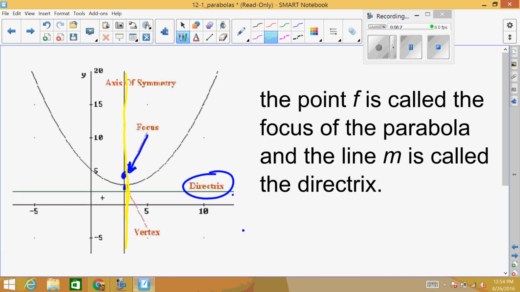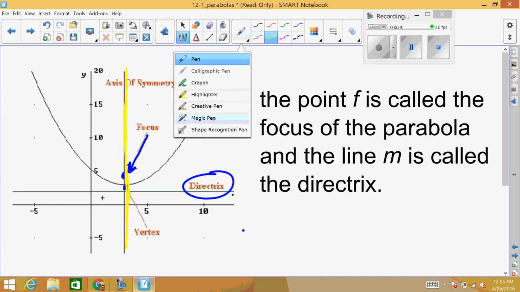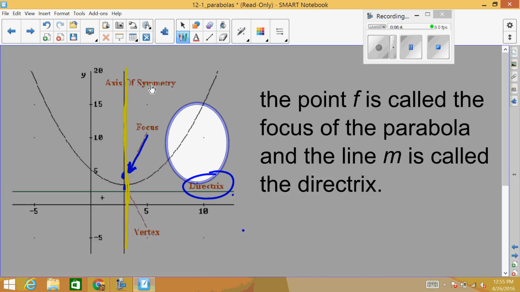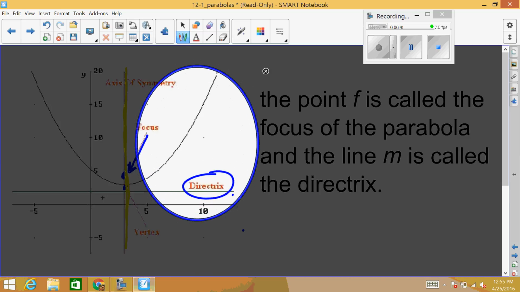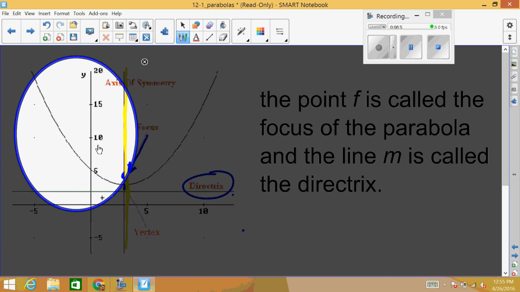That isn't really part of the graph, but we know that these parabolas have symmetry, so it breaks them up into two parts called our axis of symmetry. So we've got our axis of symmetry. Everything on the right side of our axis of symmetry is going to be congruent to everything on our left side. So everything over here is going to be congruent to everything over here. And that's how we talk about our axis of symmetry.